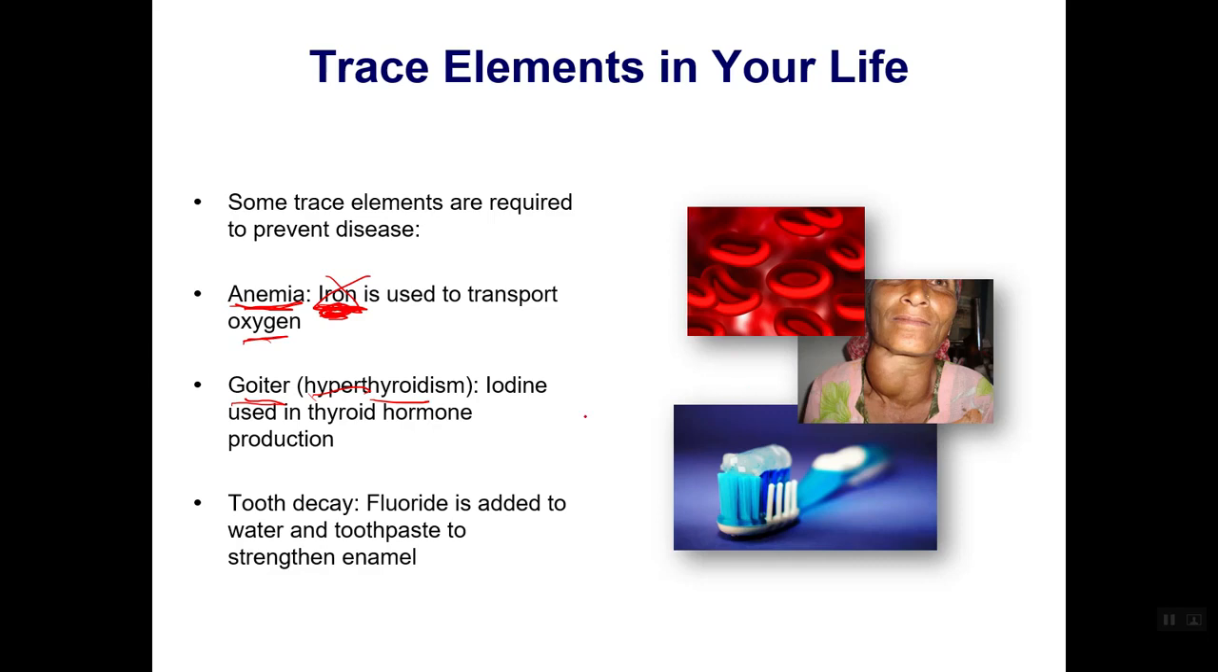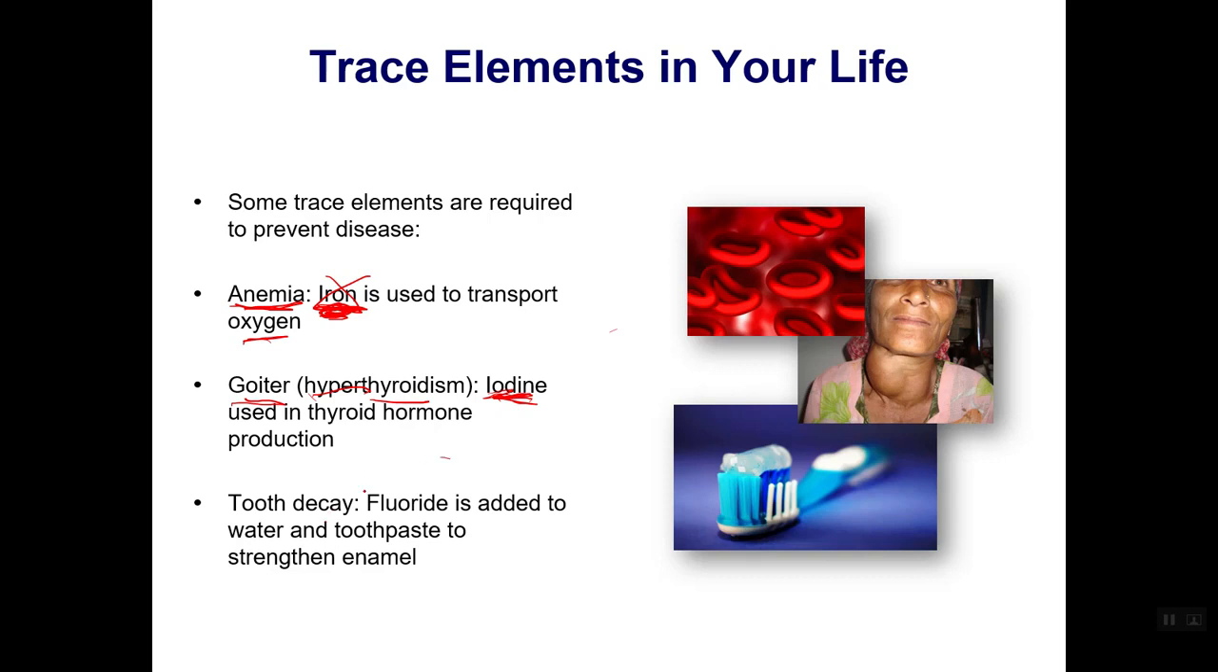And this goiter can be caused by iodine deficiencies. So because this person has not enough iodine, it causes the thyroid to overact and therefore become enlarged. All right, so in this case, iodine, that was our trace element.